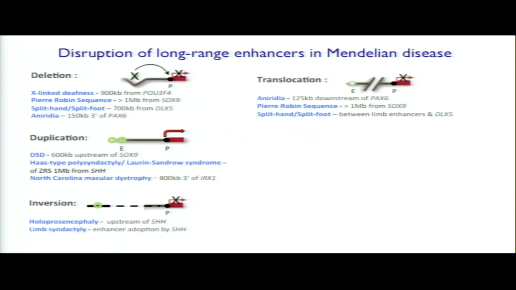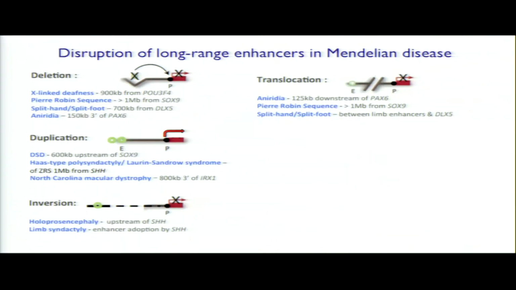But we do know that mutations in enhancers and non-coding DNA can cause disease. So here are some examples, where we know from human genetics that mutations within enhancers cause severe Mendelian disease, just as severe as if there is a gene mutation itself.